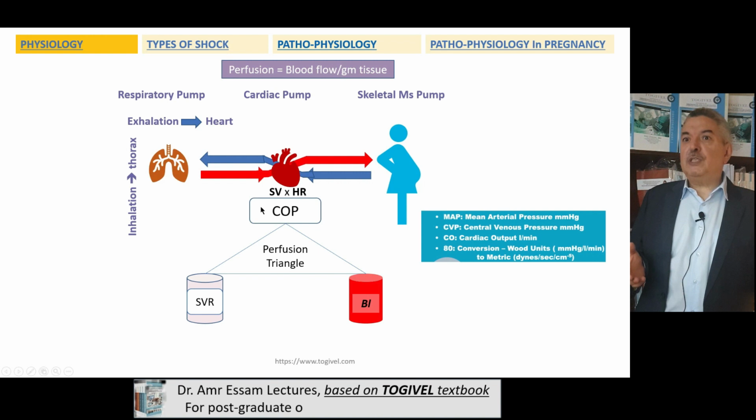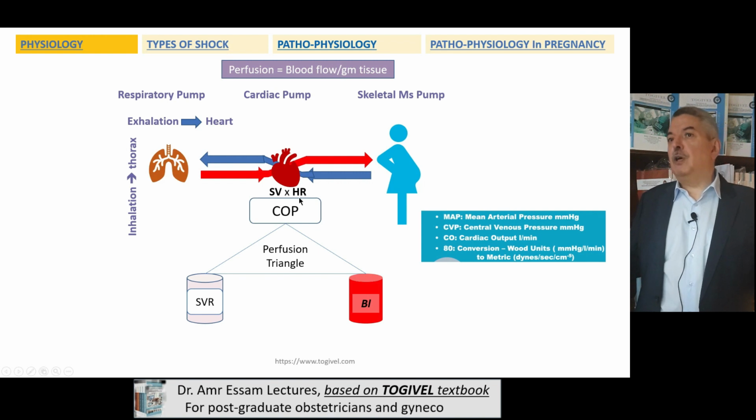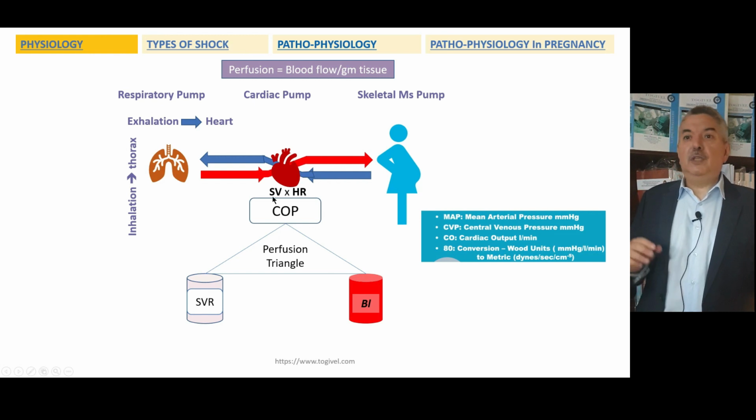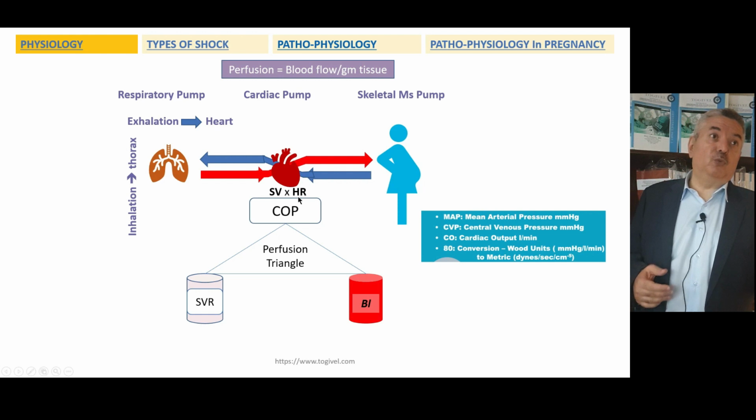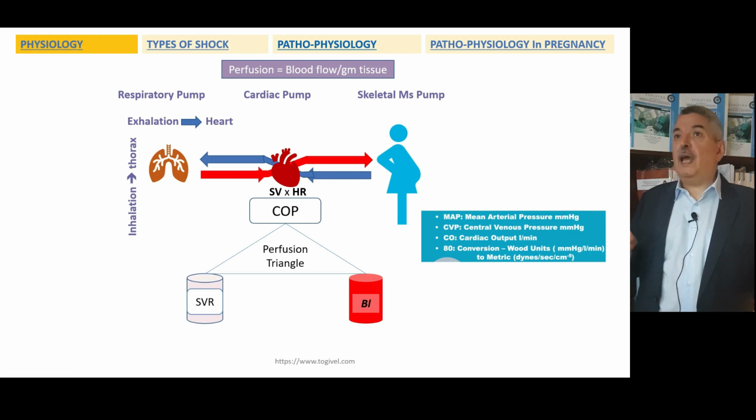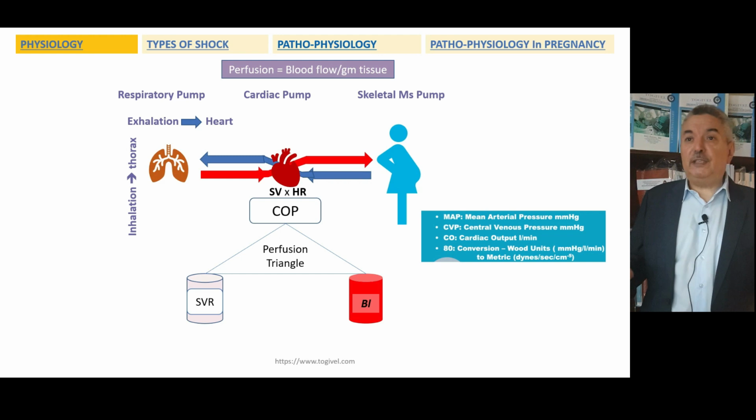The cardiac output is equal to stroke volume times the heart rate. So in order to affect the cardiac output, you can decrease the stroke volume or decrease the heart rate. In order to increase the cardiac output, you can increase the stroke volume or the heart rate. Stroke volume is preload minus the afterload, and it depends largely on the contractility of the heart. So the better contraction of the heart, the better cardiac output you have.